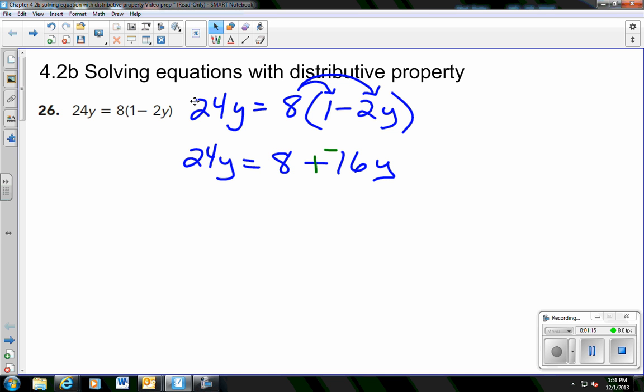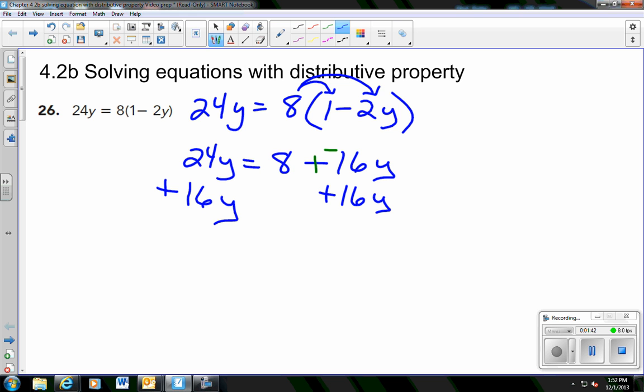So now we want to get the y's together on the same side. So we want to bring these negative 16y's over to the left side of the equal sign there. So as you remember, to get rid of things, we do the opposite of what they're doing. So we have adding of negative 16y. So the opposite of 16 negatives is 16 positive. So we're going to add 16y to both sides.